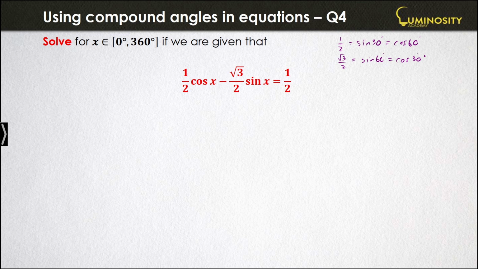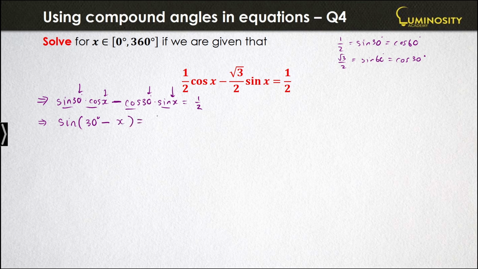So we could use either one. Let's see what happens if we use 30 degrees, for example. Instead of a half, I'm going to say sine of 30 degrees times cos of x, minus, instead of √3/2, cos of 30 degrees times sine of x, equals a half. So I have sine, cos, cos, sine, and the angles are in the proper order. This is the sine compound angle formula with A as 30 degrees, and because it's minus, you keep it as minus, x as your B, equals a half.